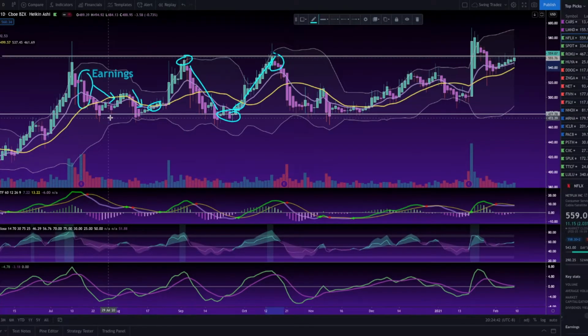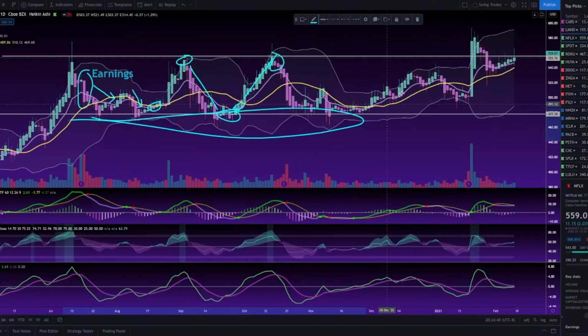This is a great example because it's found its support multiple times, and then it's been rejected multiple times on the $555 zone and went above it for a brief period during earnings, but then quickly went back down soon after and is now retesting this resistance again. So again, buy at the support if you're going to play these, and then get ready to sell at resistance.